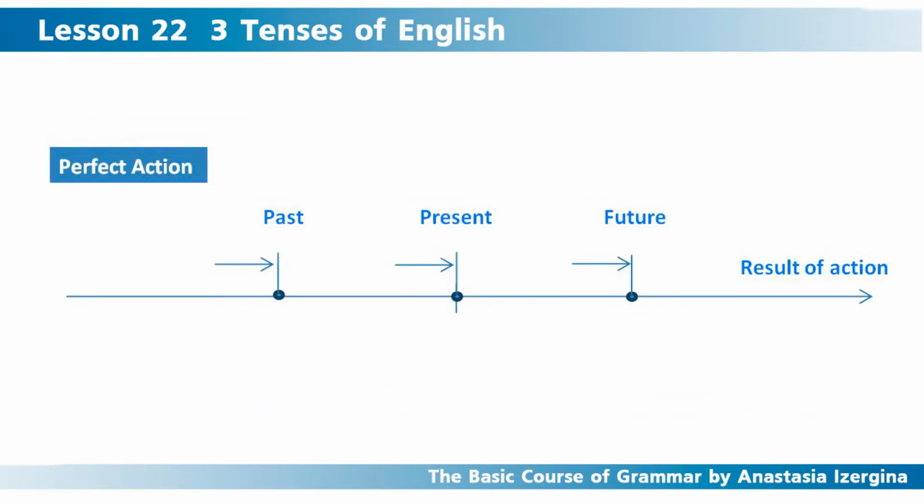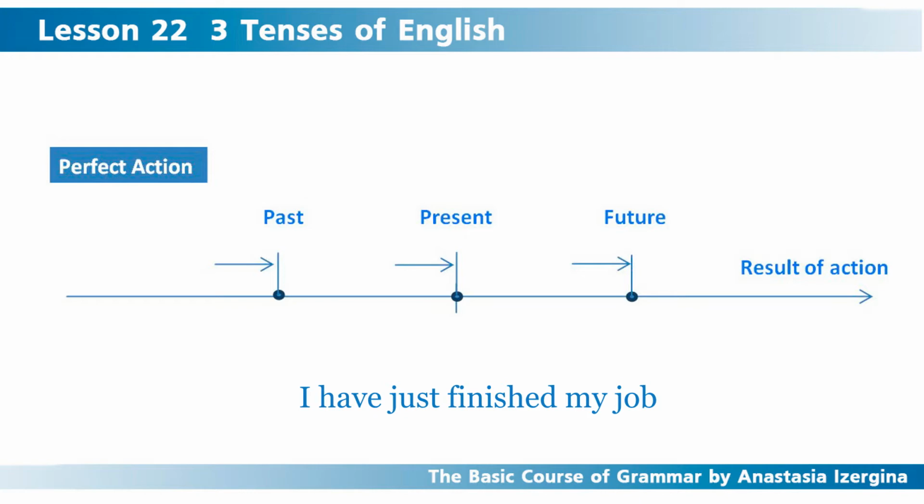Next, let's see perfect action scheme. Here we have the limits. Here we have the moment of time mentioned on our timeline, which is going to be the end of some action. And our action is going to be the result of something which was happening before or will be happening before some moment. For example, I have just finished my job. This is present perfect action.